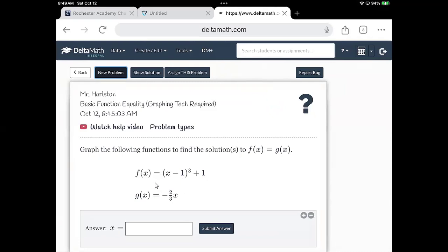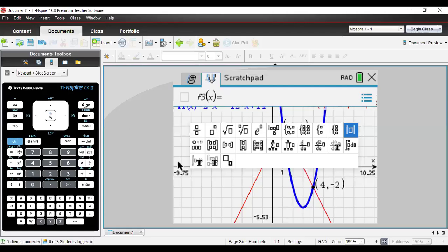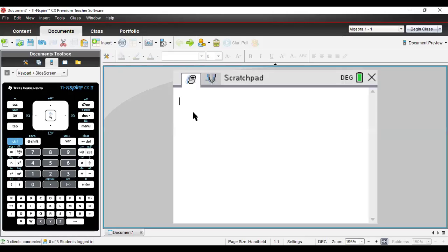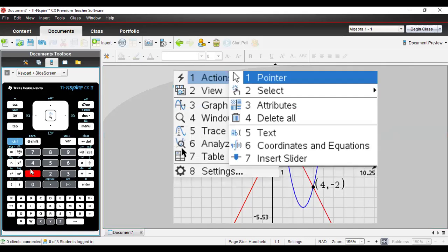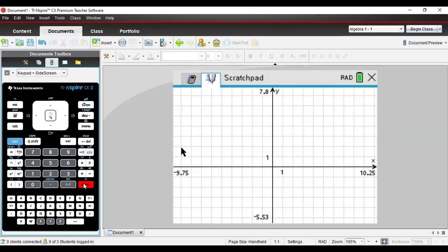And so what we have here is f of x equals the quantity x minus 1 cubed plus 1. So this is a cubic function, and this is going to be a linear function. So let's go grab the calculator, and we're going to use the calculate button if that doesn't come up. All right, so this is from the last question I did, so I'm going to do menu 1-4 to get rid of it, and then I'm just going to press the tab key and enter the first function.